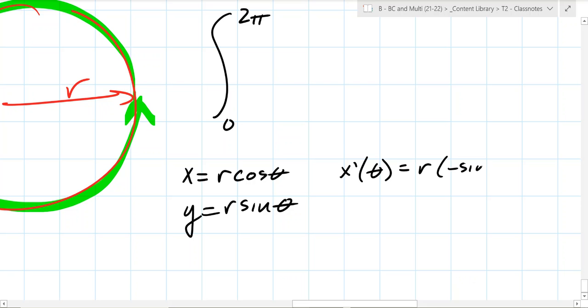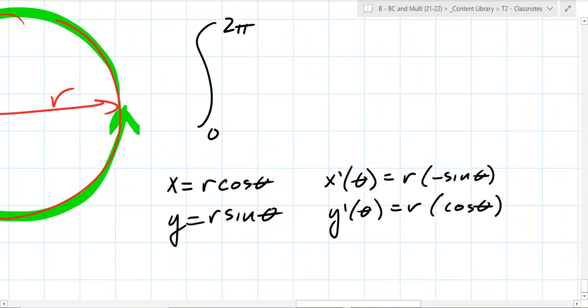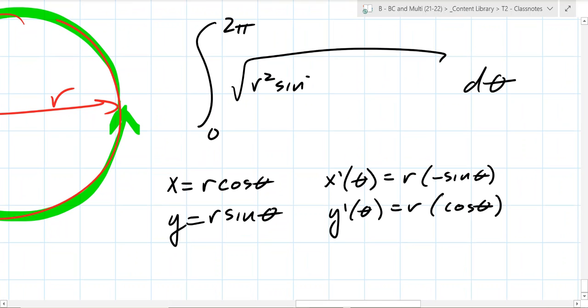R times negative sine of theta, right? And what's y prime? R cosine theta. So what do you do with those two things? You square them and put them inside, right? So what do you end up with? R squared sine squared theta plus what? R squared cosine squared theta?